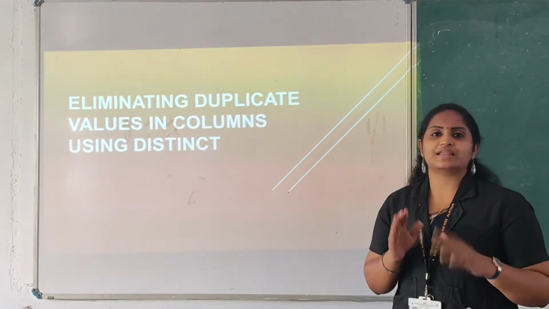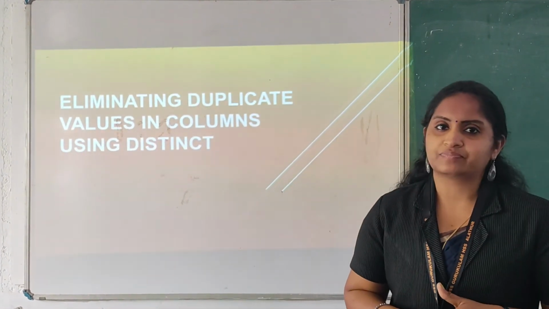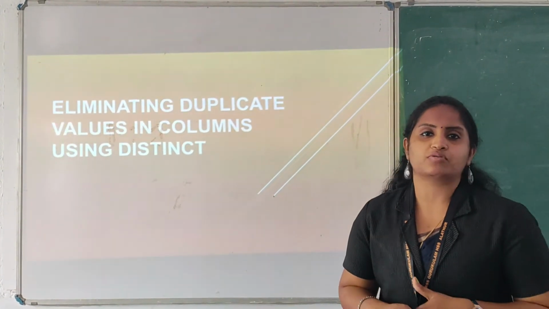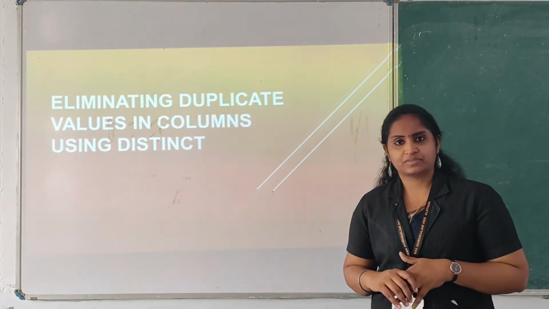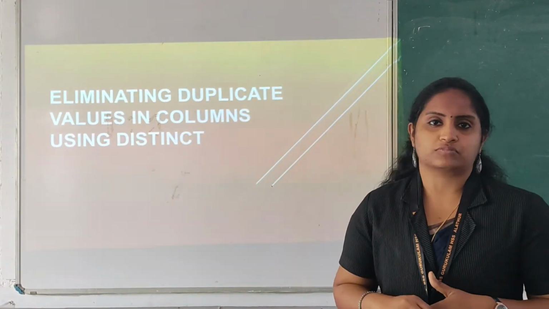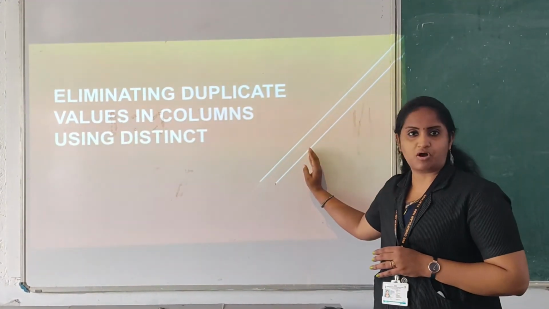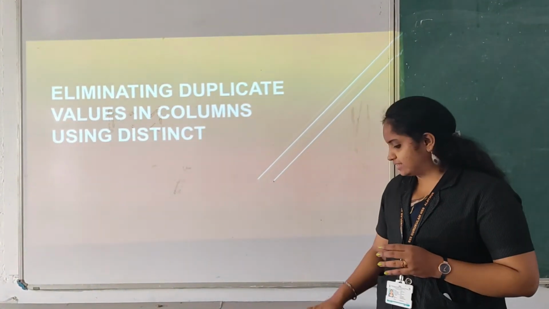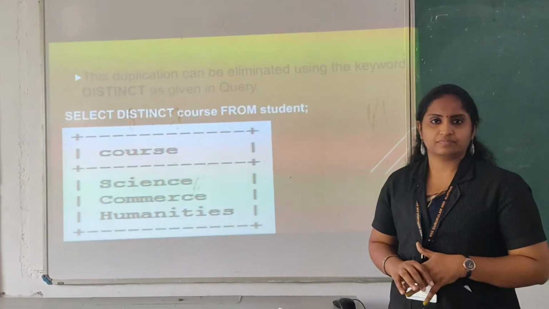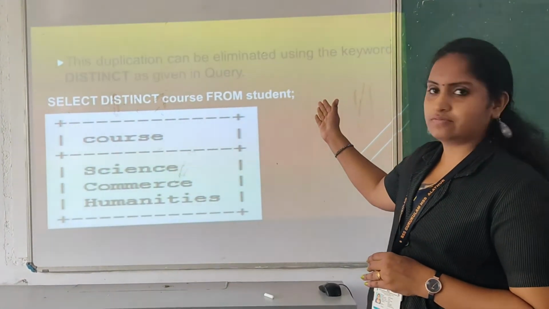That means if you are selecting in a student database and you have to select the course details. Generally you have the courses commerce and science. So the duplicate values will be according to that course, is it? So how can we eliminate those duplicate values in a column? Let's see. For that we are using the keyword distinct, to eliminate the duplicate values.